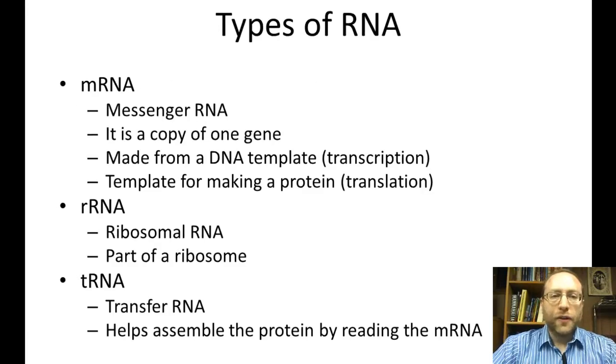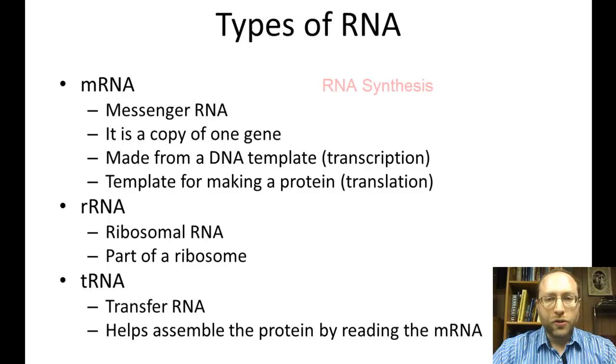There are 3 types of RNA. One type is messenger RNA, or mRNA, and it's a copy of only one gene, and it's made from a DNA template, and that process is called transcription, which we're going to focus on in this podcast. And then that messenger RNA itself is a template for making a protein, and that process is called translation. Another name for transcription is RNA synthesis, and another name for translation is protein synthesis.